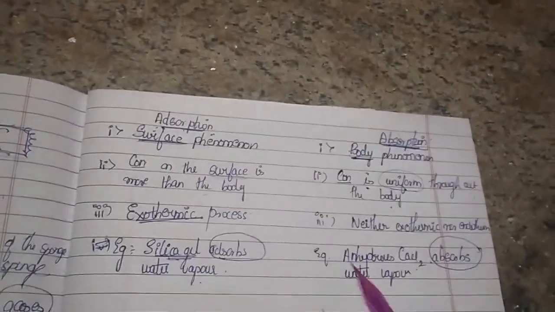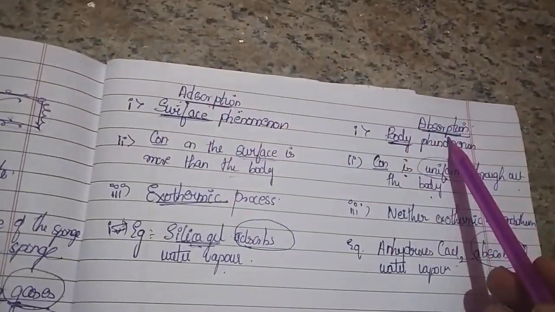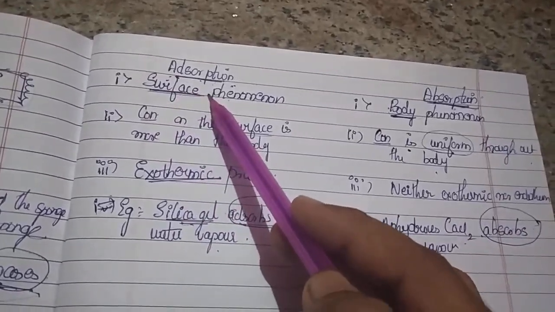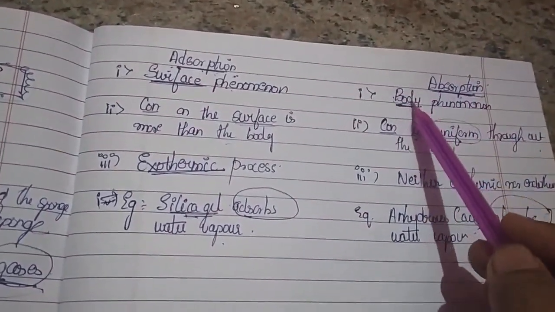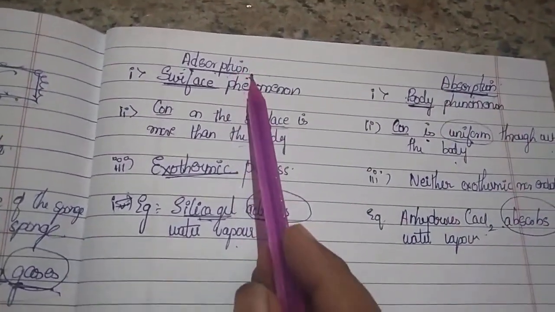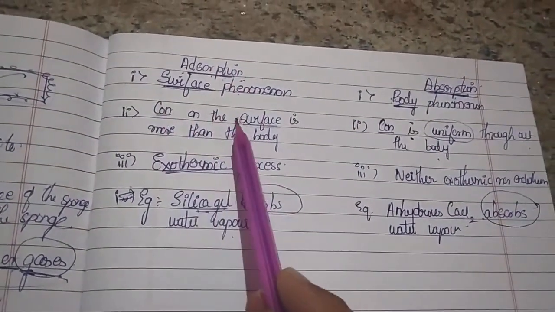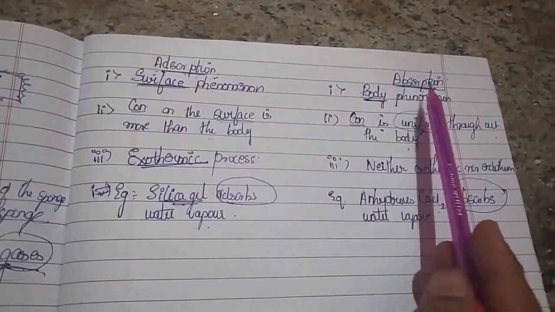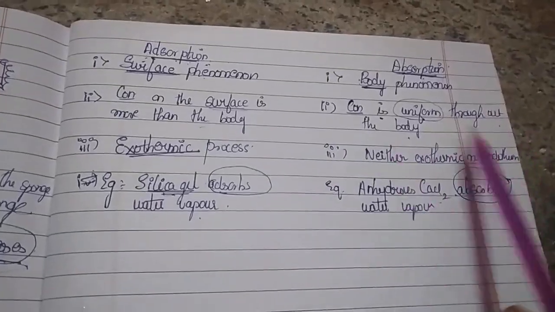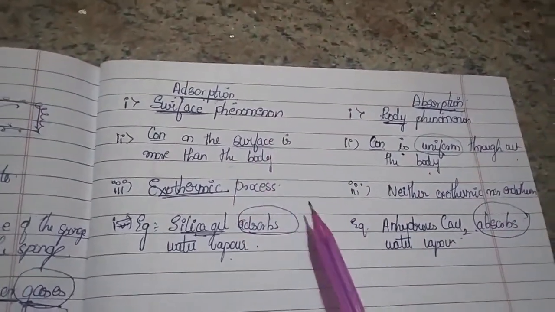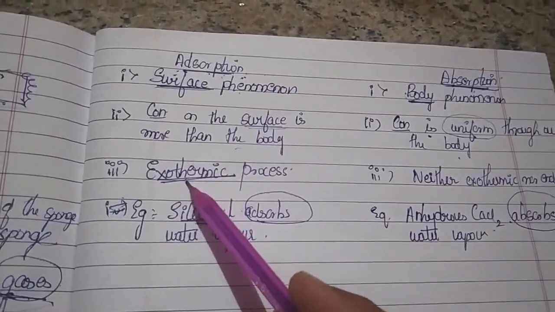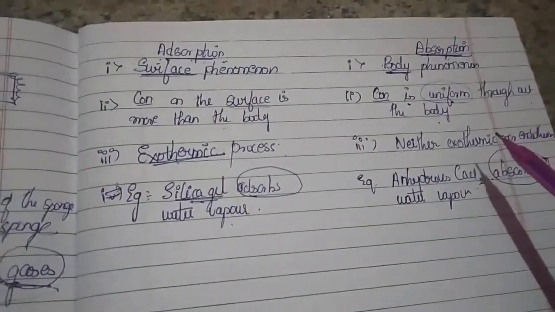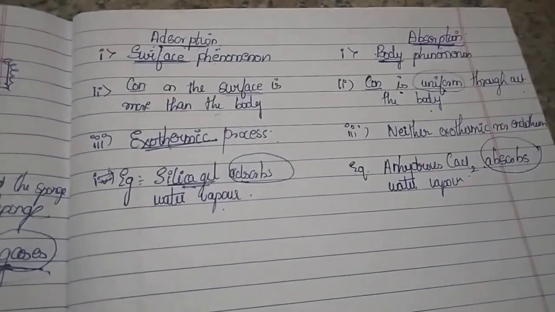So this is the main difference when you are dealing with adsorption and absorption. Adsorption, as we have studied, is only a surface phenomenon, whereas absorption is a body phenomenon. In adsorption, concentration is only more at the surface compared to the body, whereas in absorption, concentration is uniform throughout the body. Most important point in adsorption, remember, adsorption is what? Exothermic process. Whereas absorption is neither exothermic nor endothermic.